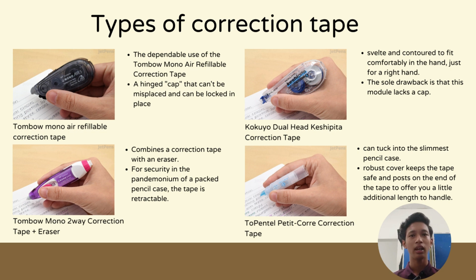The last one is Pentel PT core correction tape. The tiny Pentel core correction tape can fit into the slimmest pencil case. The cover keeps the tape safe and the end of the tape offers you a little additional length to handle.